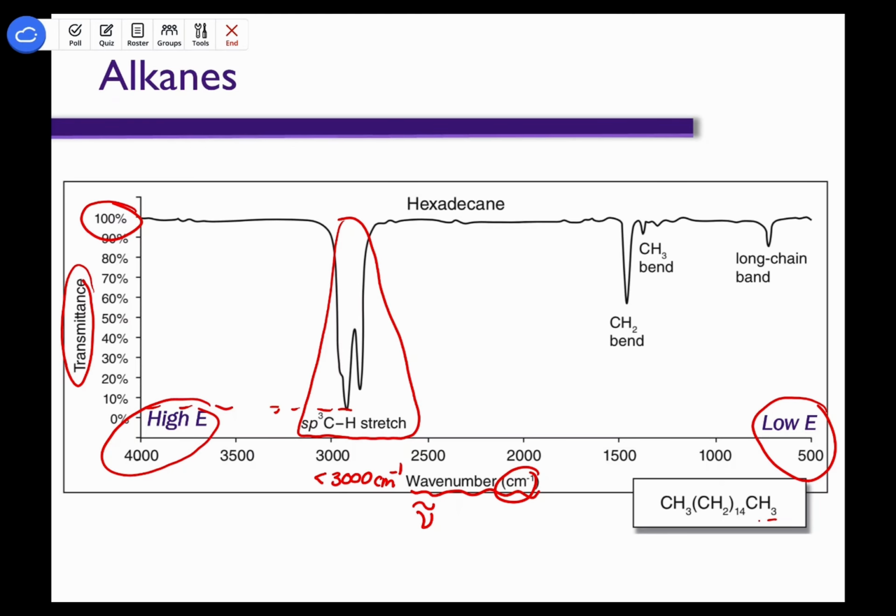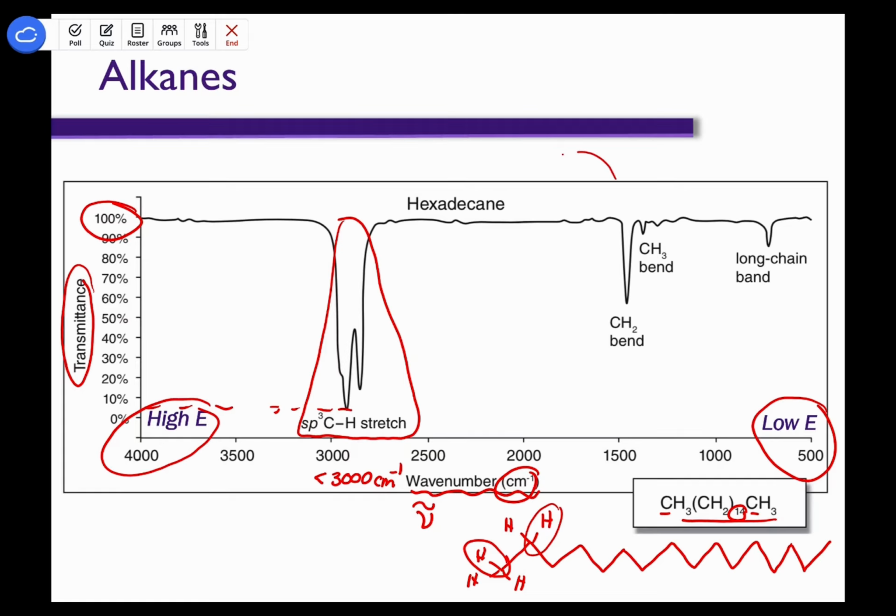If we draw out this molecule here, you can see it has 14 plus 2 carbons, so 16. So 1, 2, 3, 4, 5, 6, 7, 8, 9, 10, 11, 12, 13, 14, 15, 16. It's really big. I'm not going to draw in all the hydrogens, but I'll draw in a couple so you can see how these sp3 hybridized carbon-hydrogen bonds are producing this sp3 carbon-hydrogen stretch. This peak tells us that we have that carbon-hydrogen stretch.